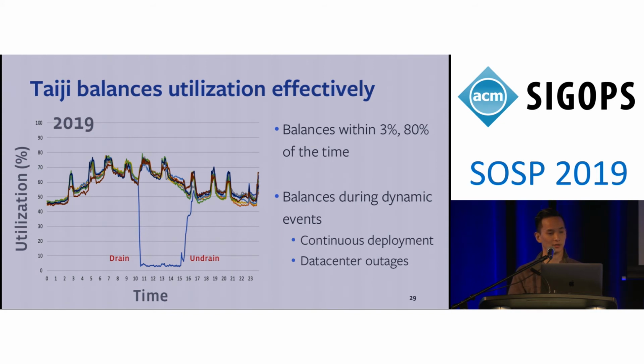The divergence is due to continuous deployment, which are the spikes you see on this graph. And continuous deployment is this process that continuously takes down machines to deploy new code on them. And this can cause some imbalance. But even with continuous deployment, Taiji is able to keep the data centers well balanced. You can also see here there's a drain and undrain event, which was necessary to mitigate a site issue. And Taiji is able to react to this event and balance the utilization.